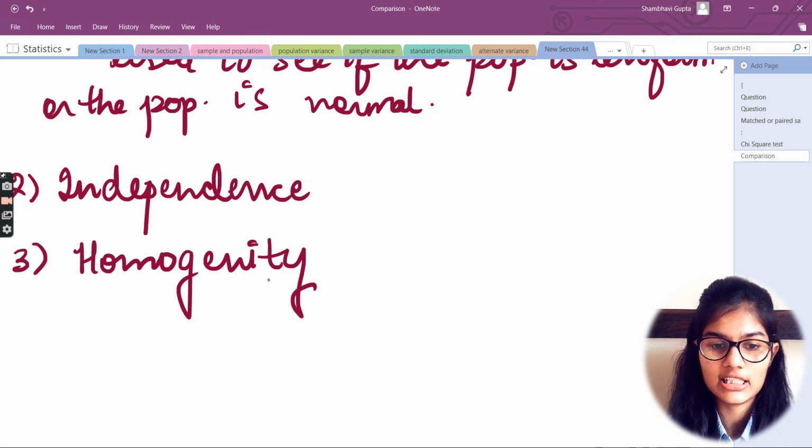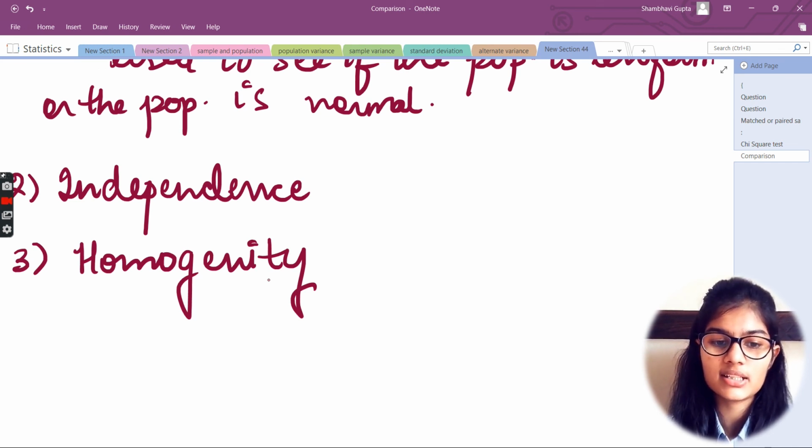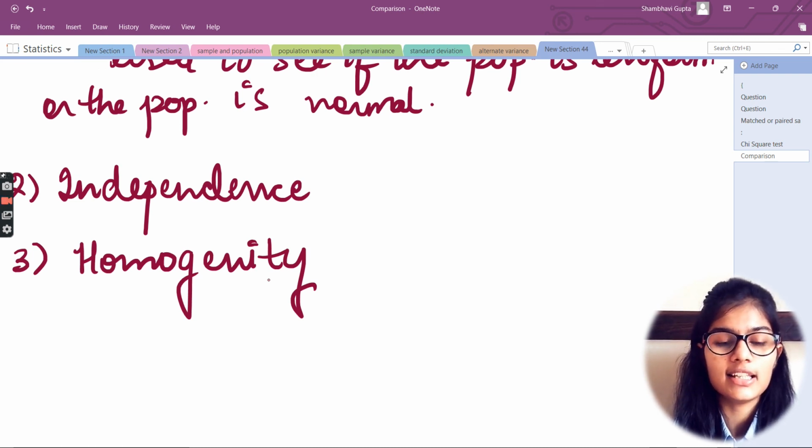Then we had the independence. So in independence, what was happening? In the null hypothesis, the two variables, which you could also call factors, are independent. And when I talk about the alternate hypothesis, the two variables, or factors, are dependent. Right, next I also had the homogeneity.